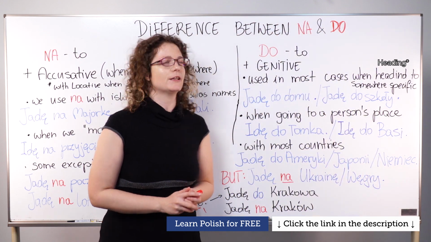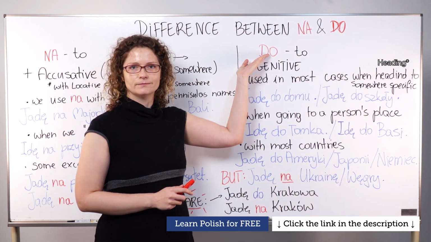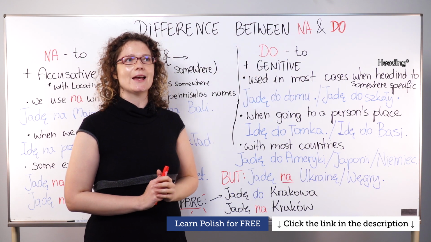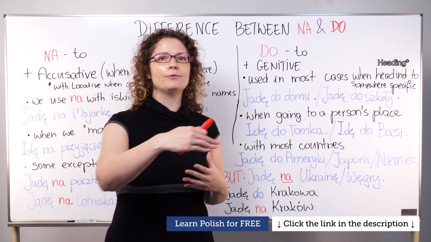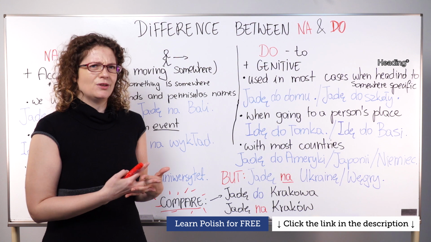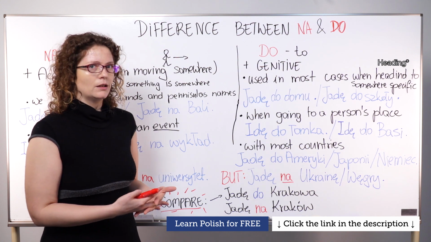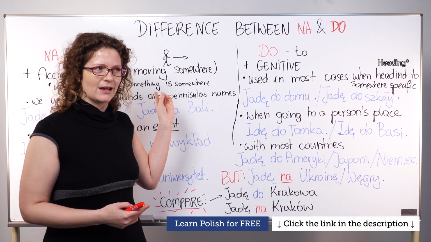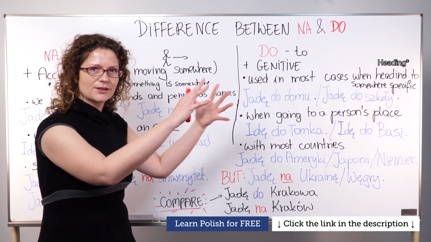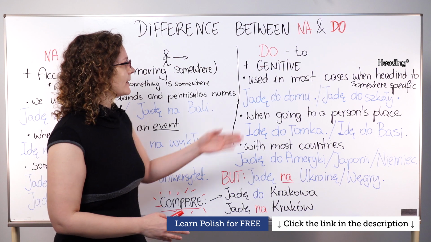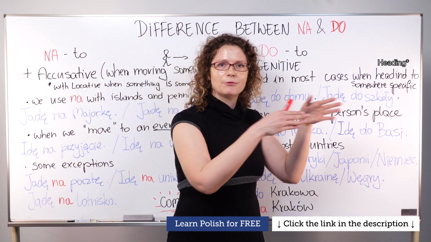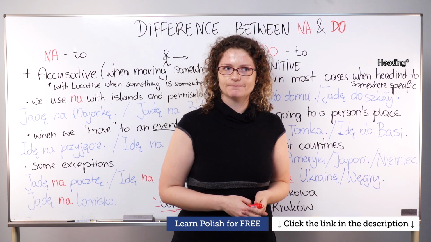So the other one is preposition do. Preposition do also translates as to, and we also use it when moving somewhere, when we are going somewhere. So when do we use do? Well, if na covers islands and events, and then there are some exceptions, then do covers everything else basically. So it's used in most cases when we are heading somewhere specific.